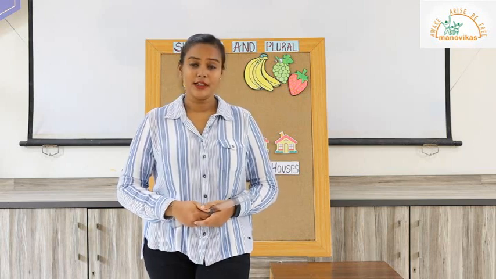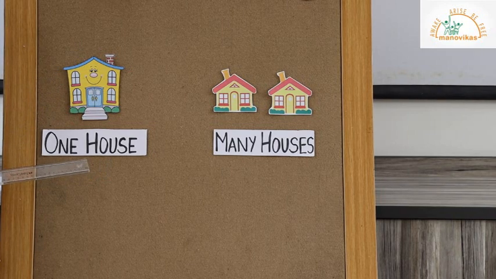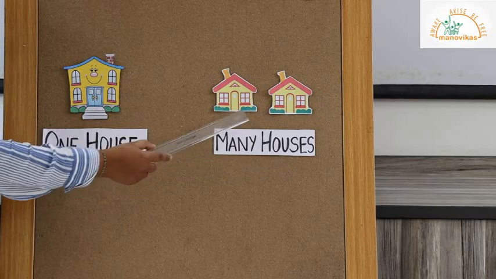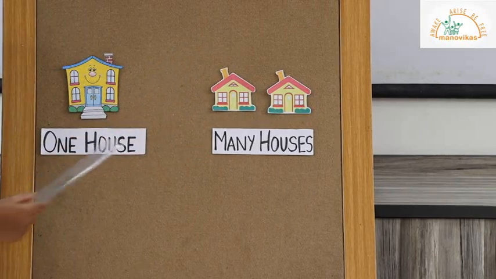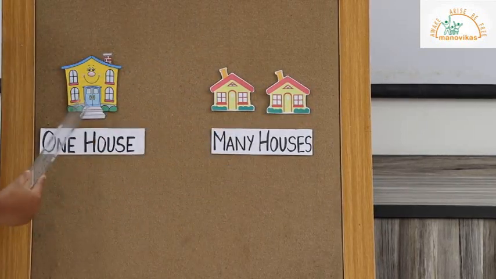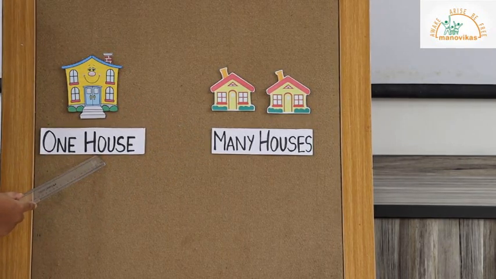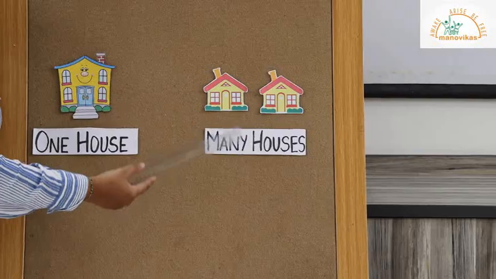Students, in the story you have come across many words like one, many, plural, shoe, shoes, glove, gloves, and so on. Here, let's take a similar example. We have one house and many houses, or more than one house. There are two houses, or you can say many houses. One house, many houses. So when we speak about one object or one thing only, it is called singular. And when we speak about more than one or many, we call it plural.